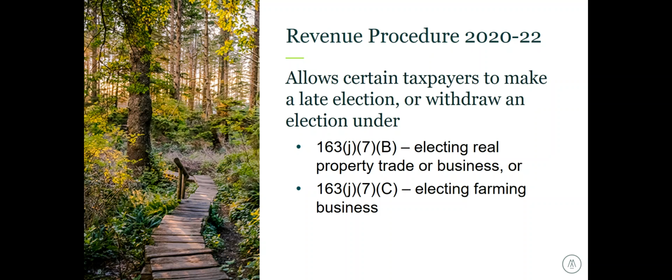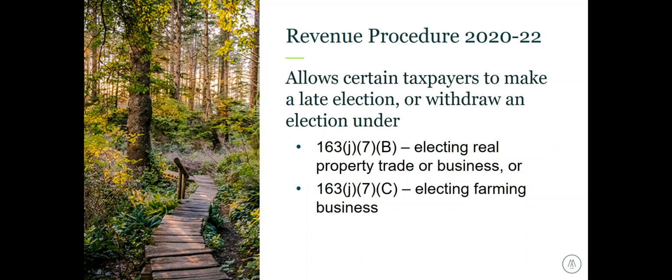On April 10th, the IRS released Revenue Procedure 2020-22 as a guidance regarding elections out of the 163J interest expense limitations. Certain taxpayers that either are electing real property trades or businesses or farming businesses are eligible to elect out of 163J. This revenue procedure allows certain taxpayers to make a late election or withdraw an election on an amended 2018 or an amended 2019 tax return.